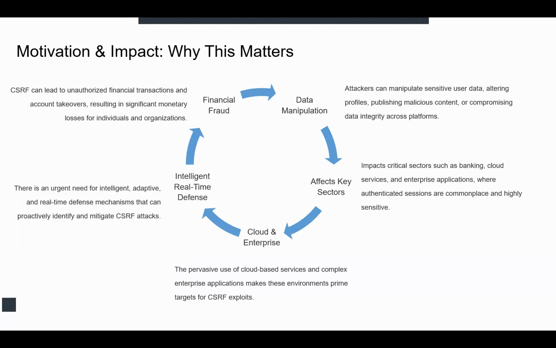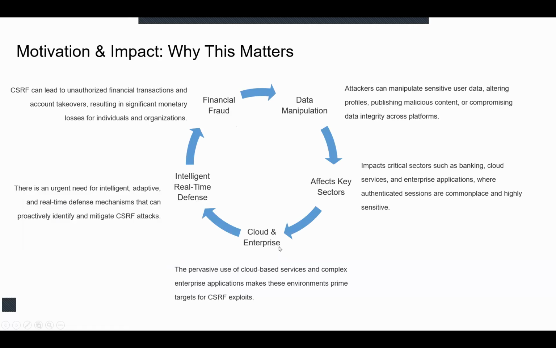I think I already took time in the introduction, and I shared that we can do multiple things like financial fraud and data manipulation. We can affect other key sectors. Intelligent real-time defenses are our main objective for this.